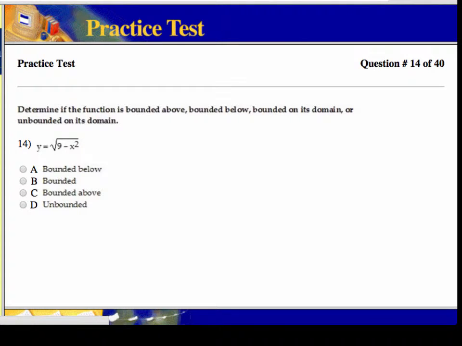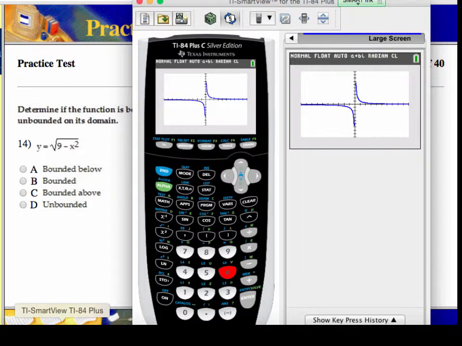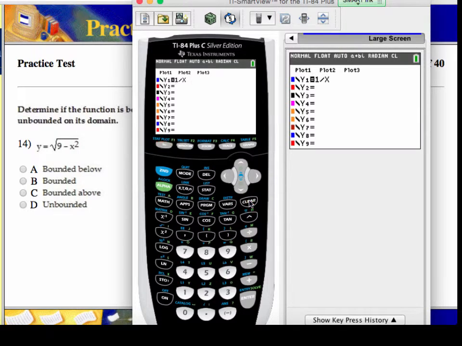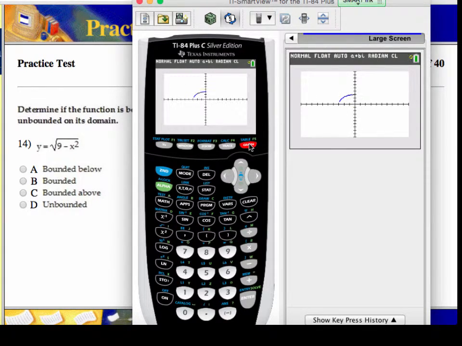This one says, is this bounded from above, below, or bounded on its domain, or unbounded on its domain? Well, let's look at the graph. So the first thing we do is we're going to graph it. We're going to say the square root of 9 minus x squared, and we'll graph it.